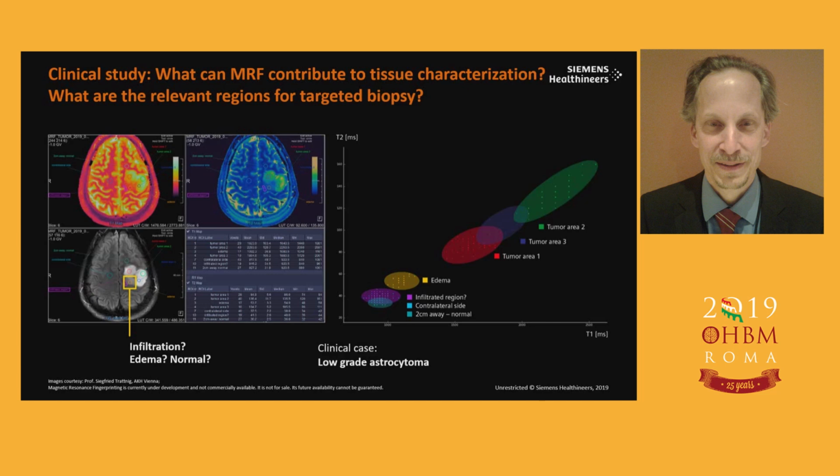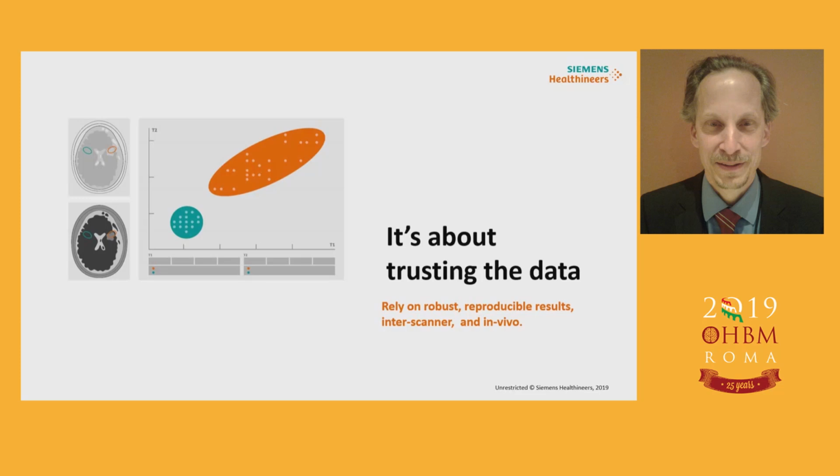And important questions are, of course, what can MR fingerprinting contribute to tissue characterization, and what are the relevant regions for a targeted biopsy? And this was studied in a study led by our collaboration partner in Vienna, where they scanned, I think it was up to 47 patients with tumor to figure out different information about the malignancy. So is it malignant or benign, is it a glioma or metastases? Is the region of infiltration larger than this 1 centimeter border around the tumor? And all these kinds of very important information.